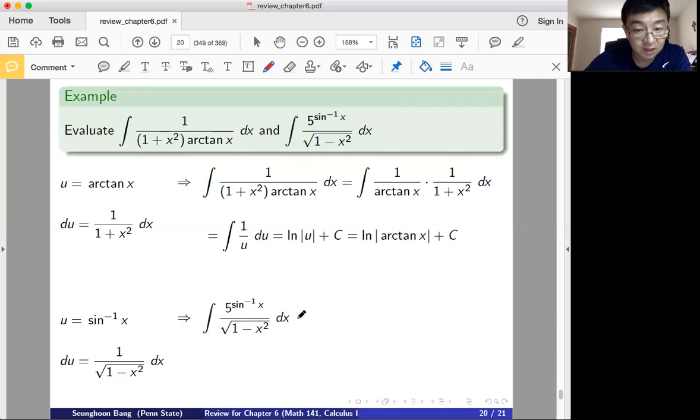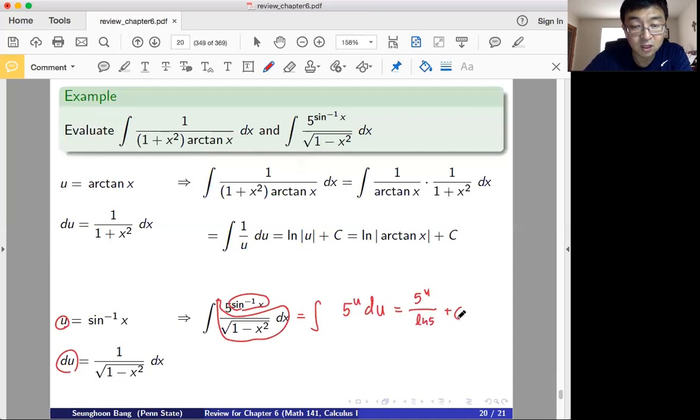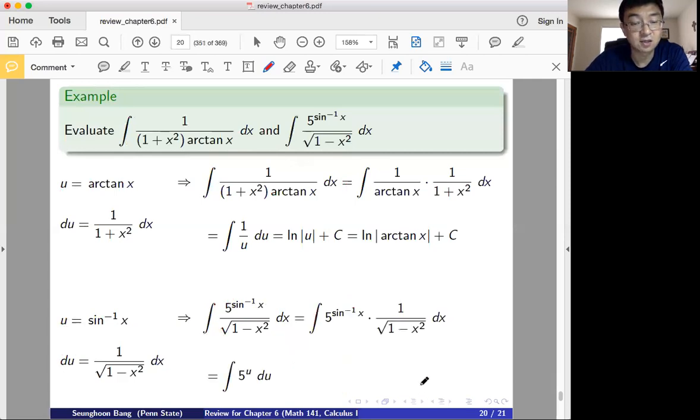You can substitute. This is the same as the integral of 5 to the power u, since inverse sine of x is exactly u. You plug in 5 to the u, and 1 over the square root of 1 minus x squared dx is du. So 5 to the u du. You can use the rule, remember: 5 to the u over ln of 5 plus c. You can change back, where u is inverse sine of x: 5 to the inverse sine of x over ln of 5 plus c. This is the idea for solving this problem.